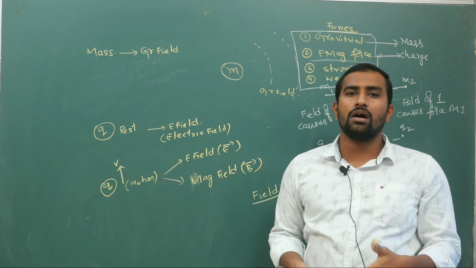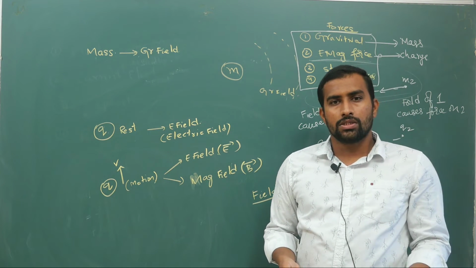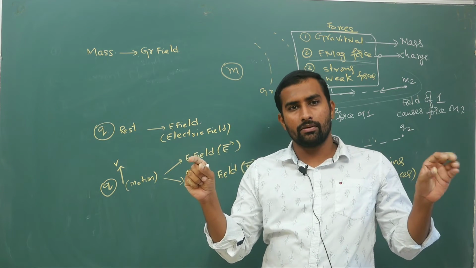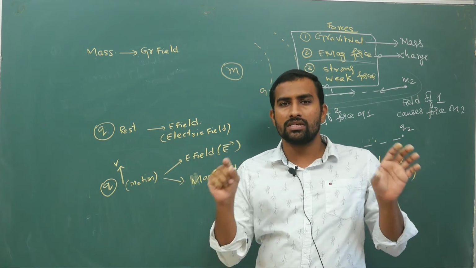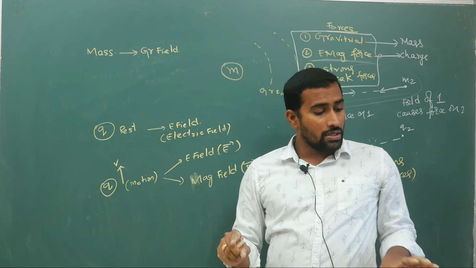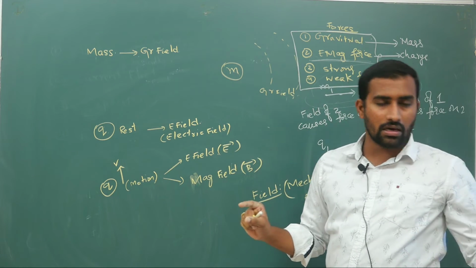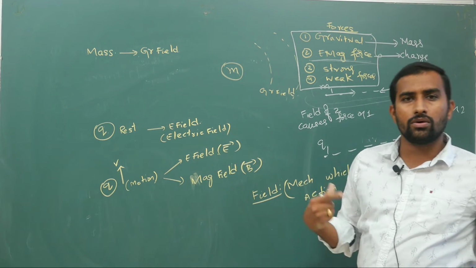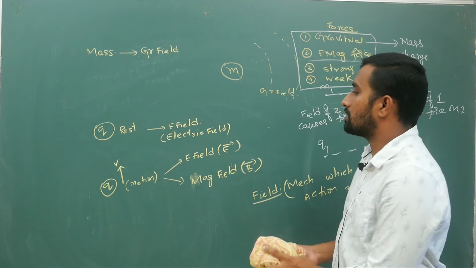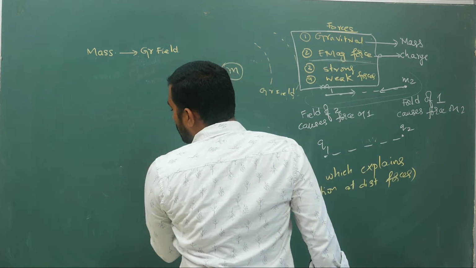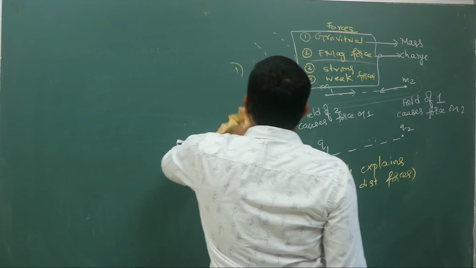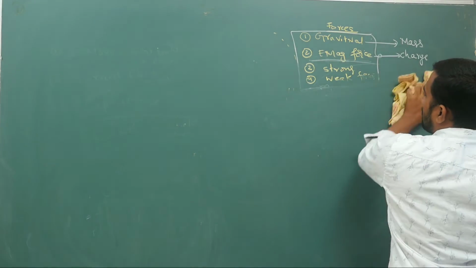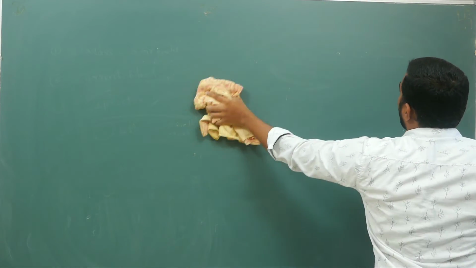Field will cause force. Ultimately, between two particles which are interacting with one another, we see force. That force is either gravitational force, or electric force, or magnetic force. That is your basic idea. First you are supposed to know fields. Fields are the most important thing that you are supposed to understand.